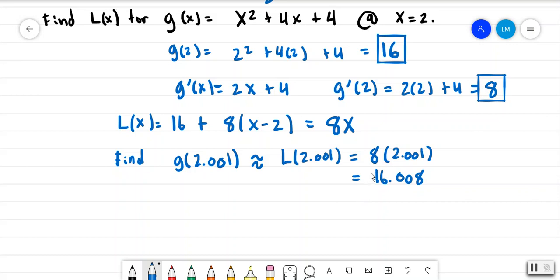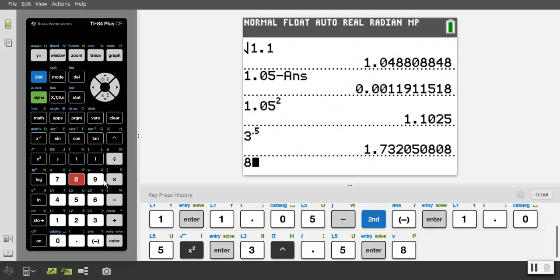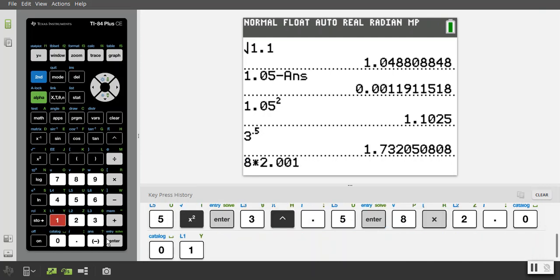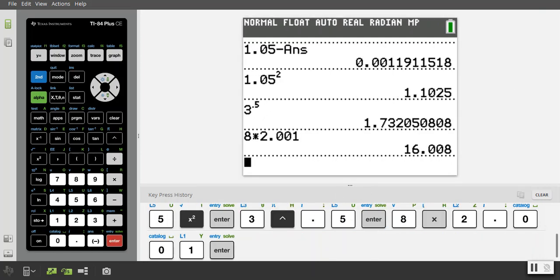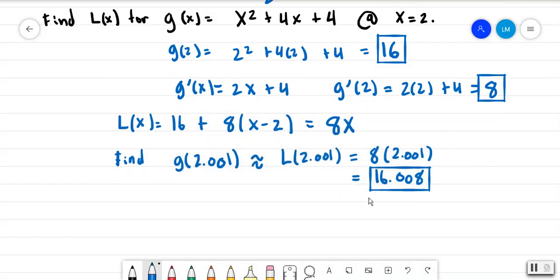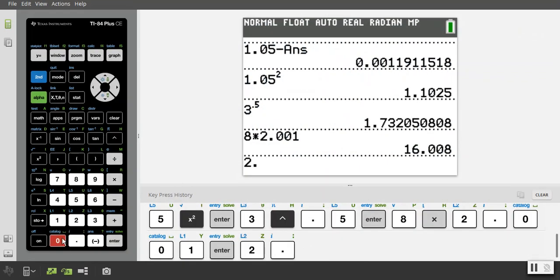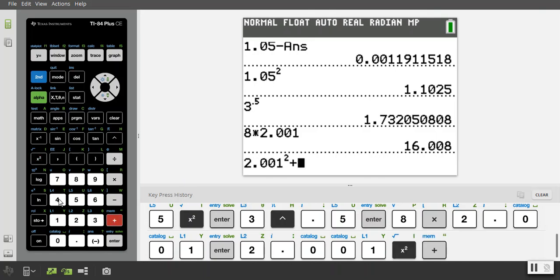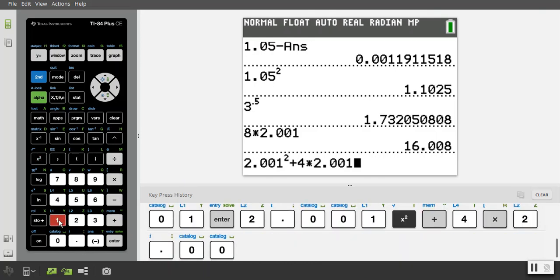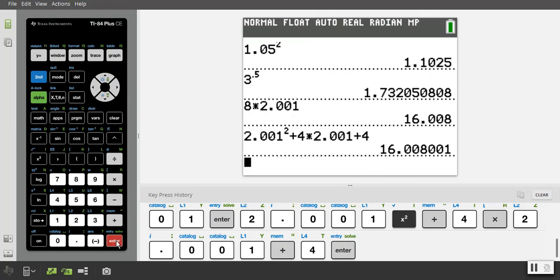And again, if you want to use your calculator, you can. So 8 multiplied by 2.001, and you get 16.008. But the good question that I might have is, how off are we? So we can go ahead and do that. Let's say that we did 2.001 squared plus 4 times 2.001, and then plus 4, right? So that's plus 4. Okay, so we just hit enter. And we actually are very close.